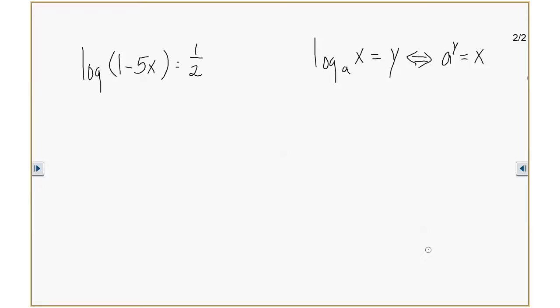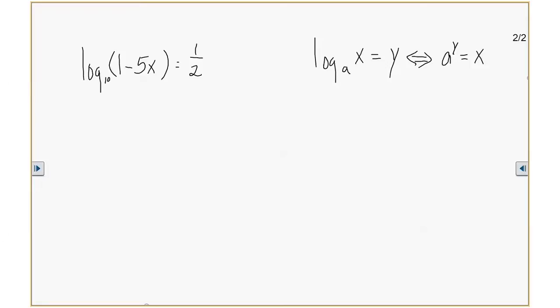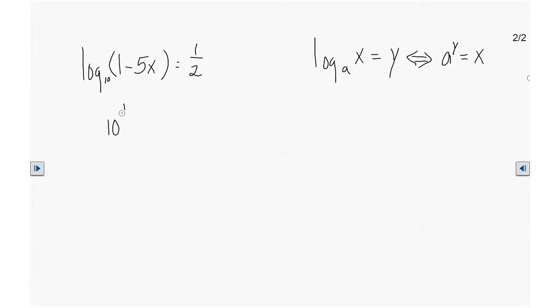Okay, so that means I'm going to take, suppose 10 right here, because there's nothing there, so suppose 10, and I'm going to take my A, which is 10, raise it to the what? 1/2 power. And that's going to give me the square root of 10 is equal to 1 minus 5x.